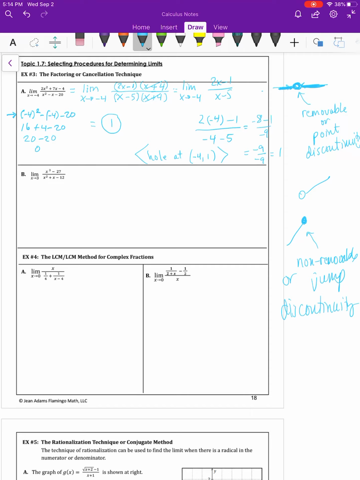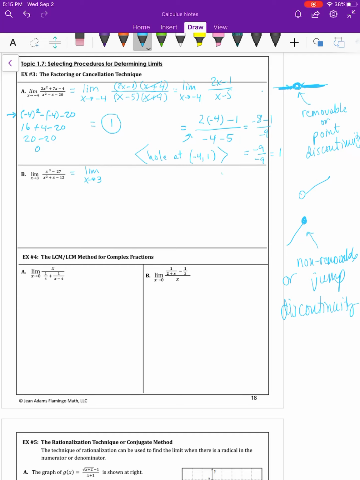Next one. If I put 3 in, I get 9 plus 3 is 12, minus 12, I get division by 0. So what I would like to do, and notice that I'm rewriting limit as x goes to 3 every single time until I actually substitute. So right here is when I didn't write limit because I was substituting, okay? But I have to here.